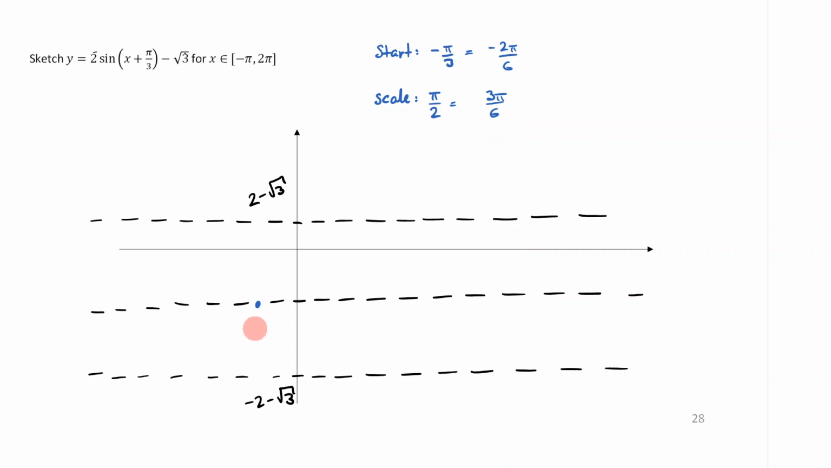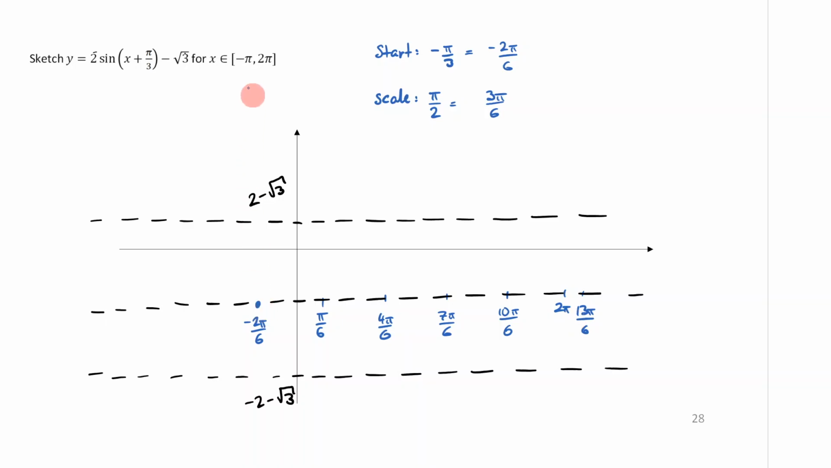So that means I'm starting at negative 2 pi on 6, and I'm going to add 3 pi on 6 each time. So that will take me here to pi on 6, and then that will take me to 4 pi on 6. Then it will take me to 7 pi on 6, and then it will take me to 10 pi on 6. And then it will take me to 13 pi on 6. But you can see I've gone too far there because I want to stop at 2 pi.